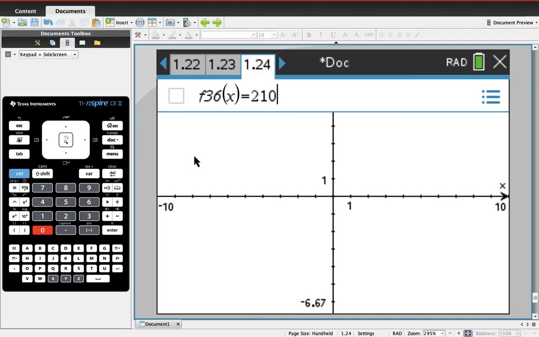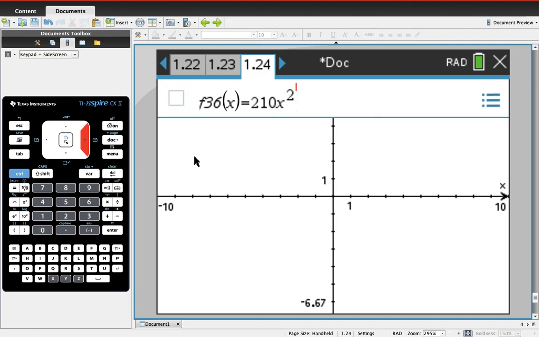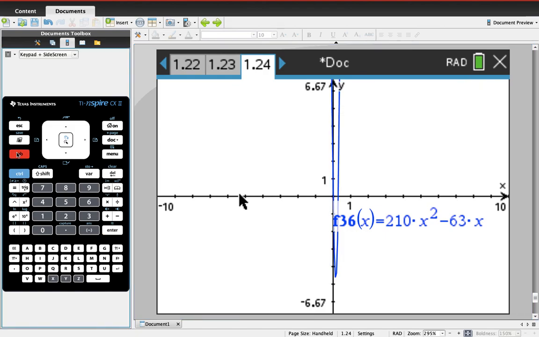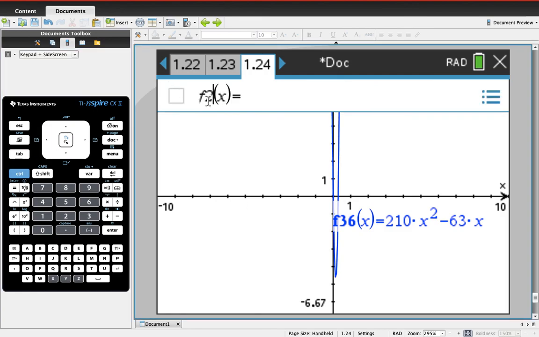21 x to the power of 2, because I changed my d into an x, minus 3d. Oh, hold on. 63x. All right, so my graph should look something like that. It's kind of a weird graph. Let's go ahead and type in tab, and I'm going to put answer choice F for number 36. And this is 21x multiplied by 10x minus 3.